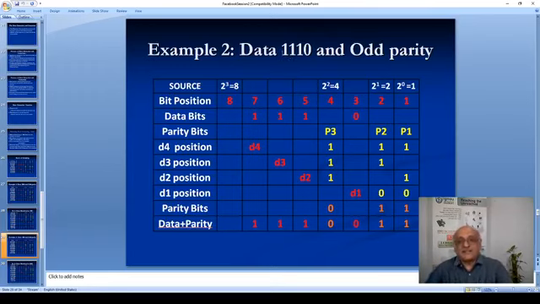So pay attention once again. 1, 1, 0, 1, 0 and odd parity, which we are using this time. So our data is 1, 1, 1 and 0. Parity bits are at P1, P2 and P3.